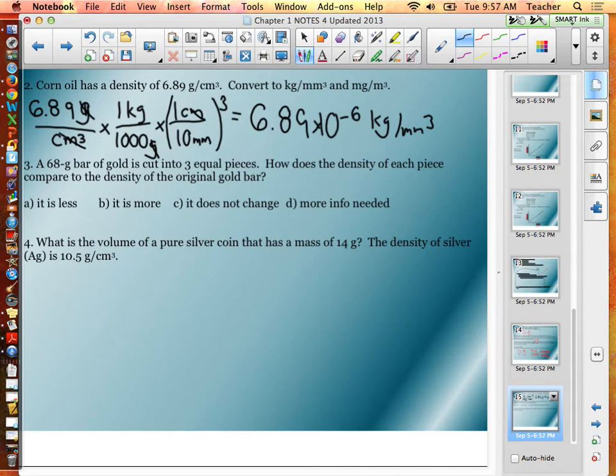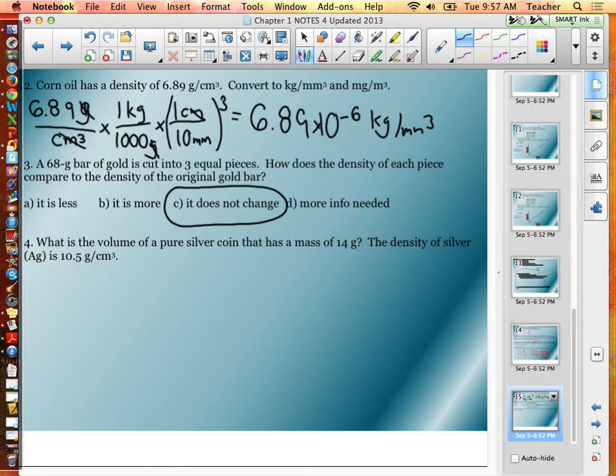The third one deals with density. We have a 68-gram bar of gold. We cut it into 3 pieces, and we want to know how the density of each piece compares to the density of the original gold bar. Take a second, try and think about it. Pick one. And the answer is formally C. It does not change. Density is not dependent on amount. It is dependent on composition only. Each of those pieces would have a smaller amount of mass, but it would be in a smaller amount of volume. So the density would not change.